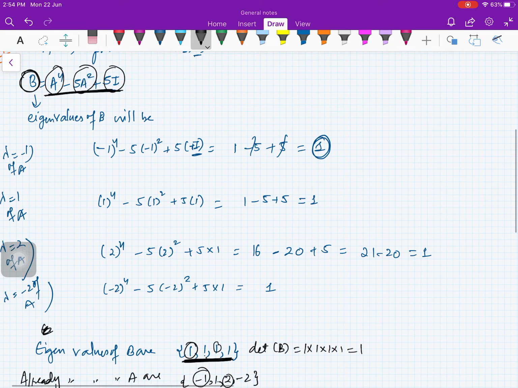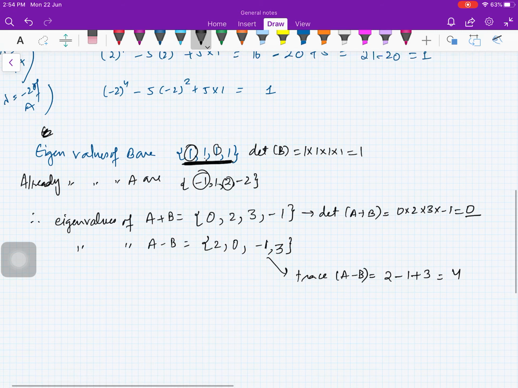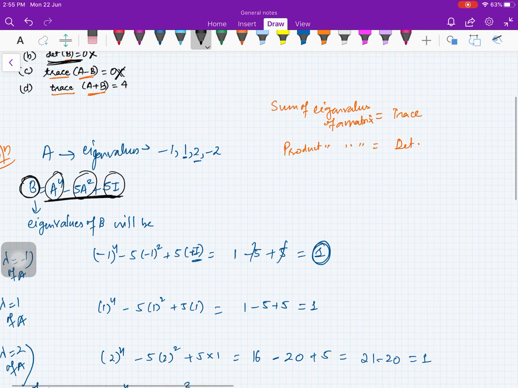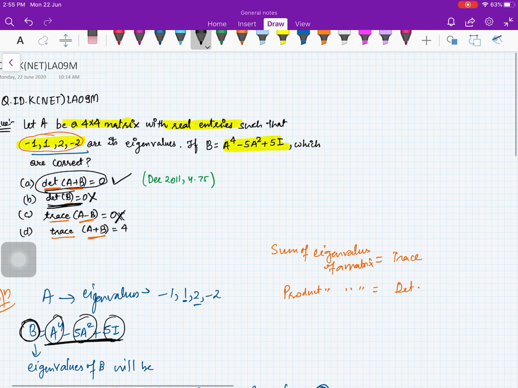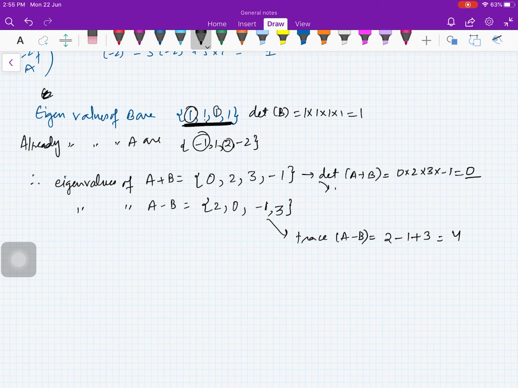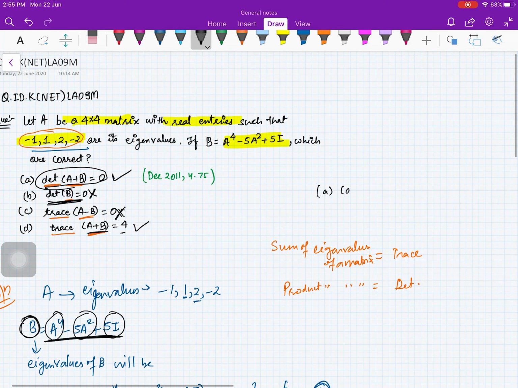Now the trace of A minus B will be the sum of its eigenvalues, that is 2 minus 1 plus 3, that is 4. So look at this option: it is not correct. Now look at the last option, that the trace of A plus B is 4. The trace is the sum of the eigenvalues, 2 plus 3 minus 1, that is 4, and this is the correct option. So your answers are A and D.